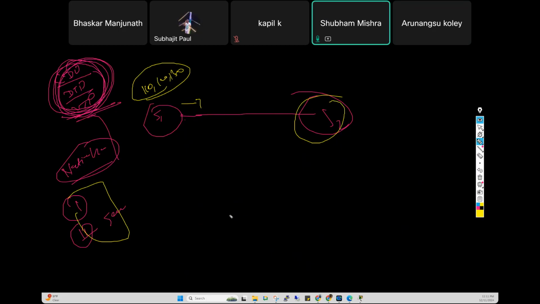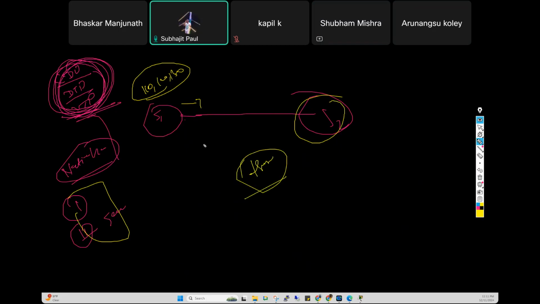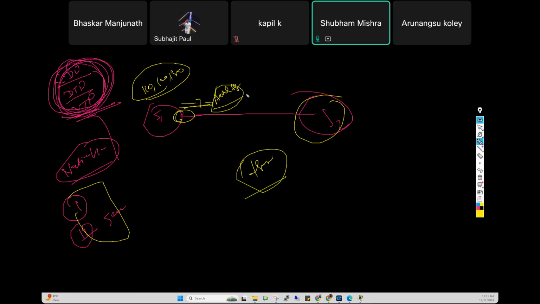कैसे समझेगा? कोई बताएगा मुझे? Because of the tagging. Yes or no? When switch number 1 is forwarding the traffic through this link, switch number 1 adds the tag here. Yes or no? And when this packet reaches switch number 2, switch number 2 removes the tag here.